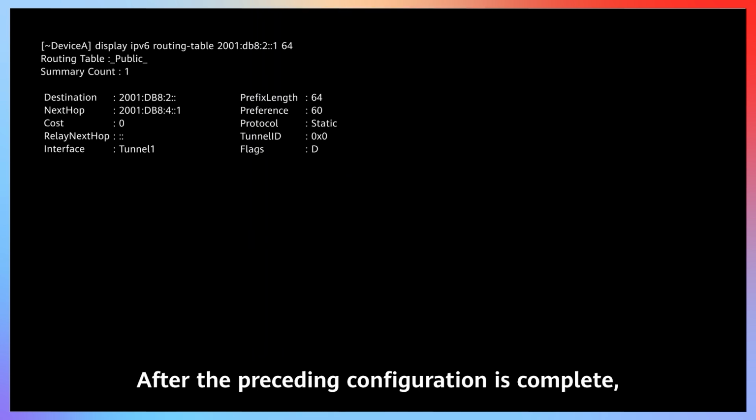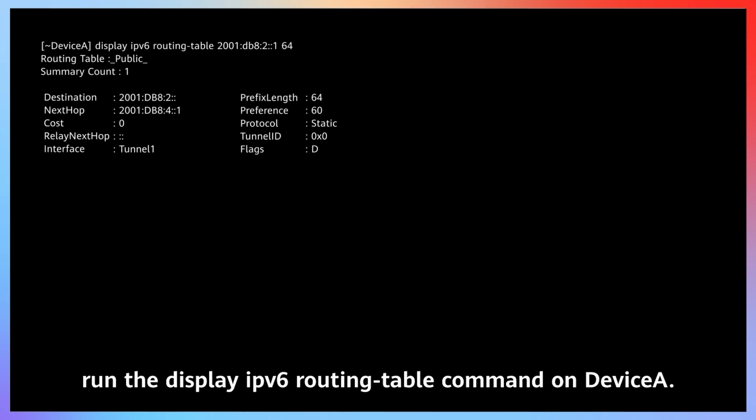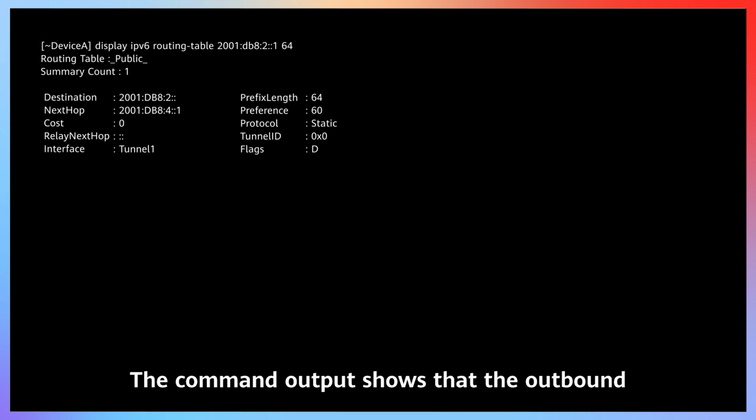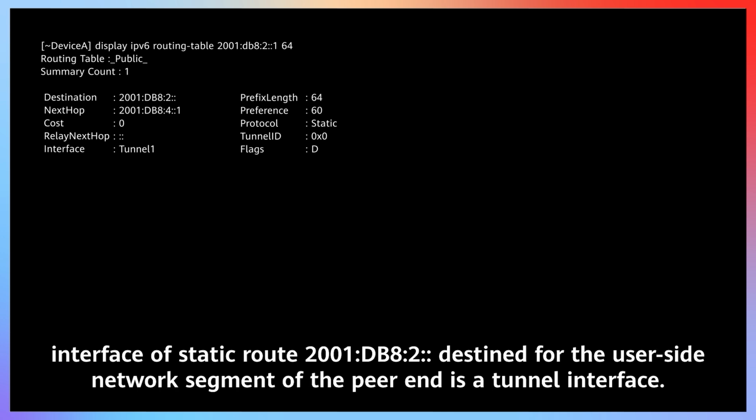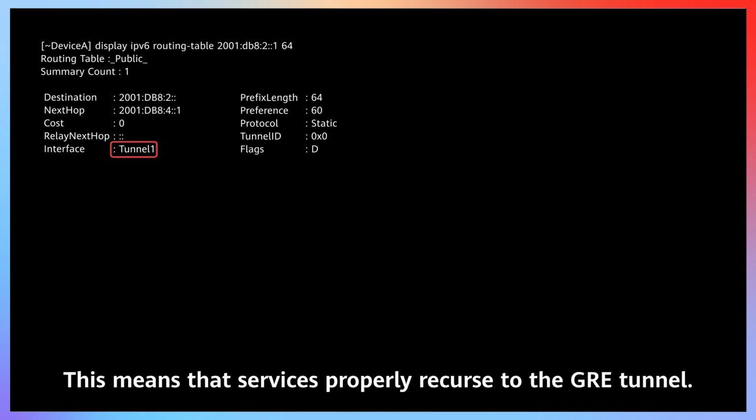After the preceding configuration is complete, run the display ipv6 routing-table command on device A. The command output shows that the outbound interface of static route 2001:db8:2::, destined for the user-side network segment of the peer end, is a tunnel interface. This means that services properly recurse to the GRE tunnel.